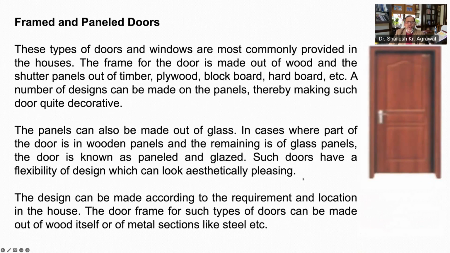Now let's see framed and panel doors, which are most commonly used doors. Here, frame is made of wood and shutters can be of timber, plywood, blackboard, hardboard, etc. Variety of designs can be provided for panels, making it attractive. These panels can also be made of glass. As regards door frames, while using these doors, it can be of wood or it can be of metal.